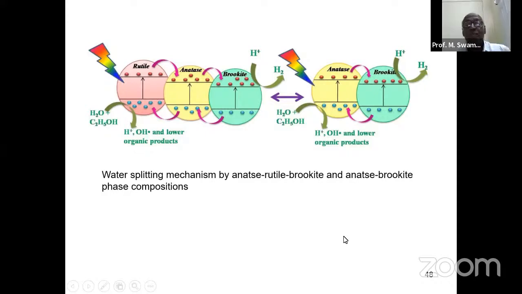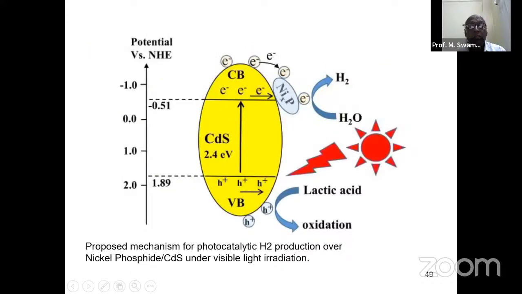And this is another catalyst, cadmium sulfide with nickel phosphide, which is also used for the production of photocatalytic hydrogen. Here, the sacrificing agent is lactic acid. Instead, now they have started using even glycerol for the oxidation. So we prepared some zinc oxide, europium oxide. In that zinc oxide, europium oxide, the hydrogen evolution is found to be nearly 15 ml, compared to zinc oxide, where it is only 8.8 ml.